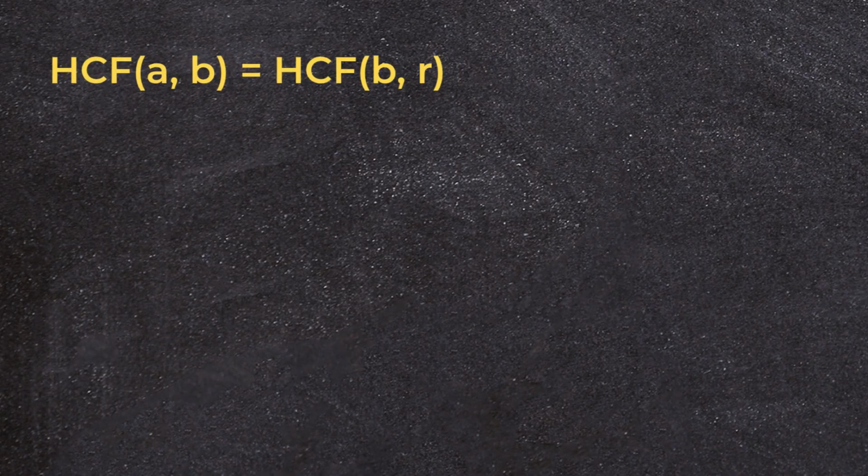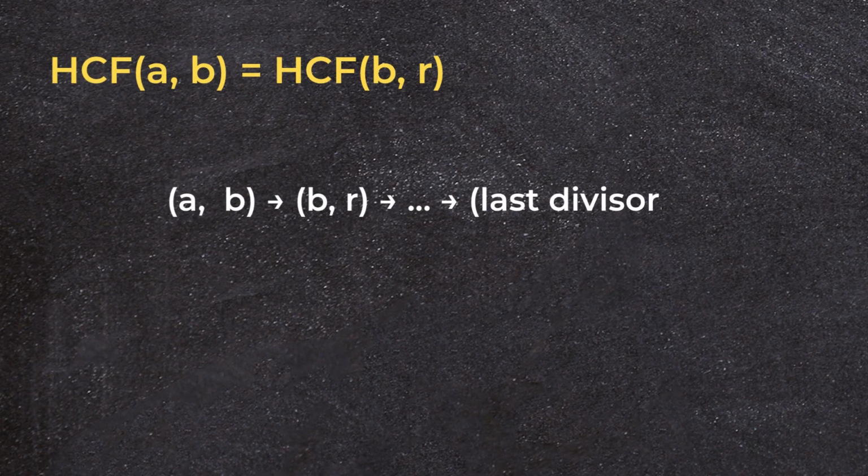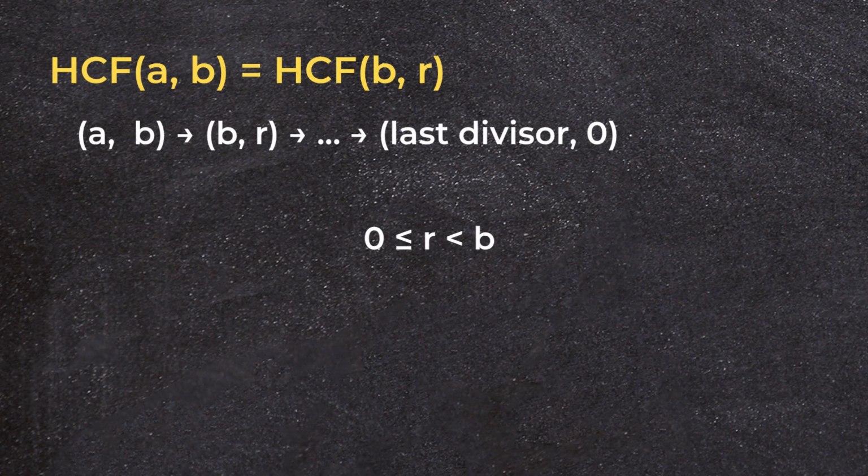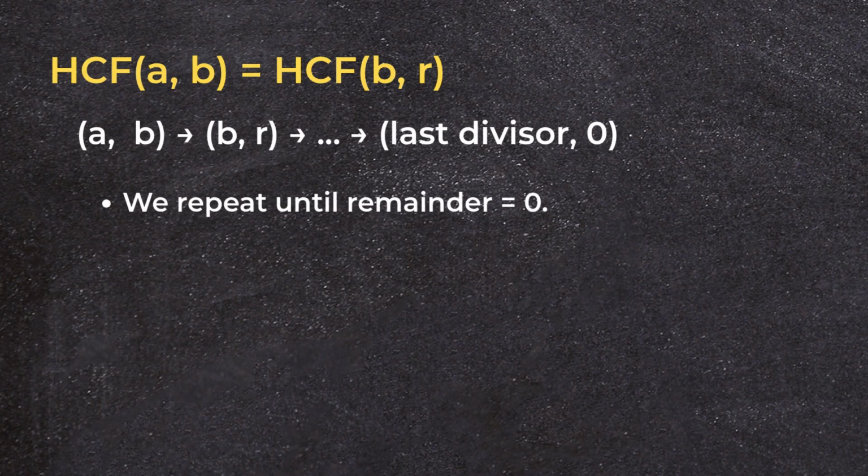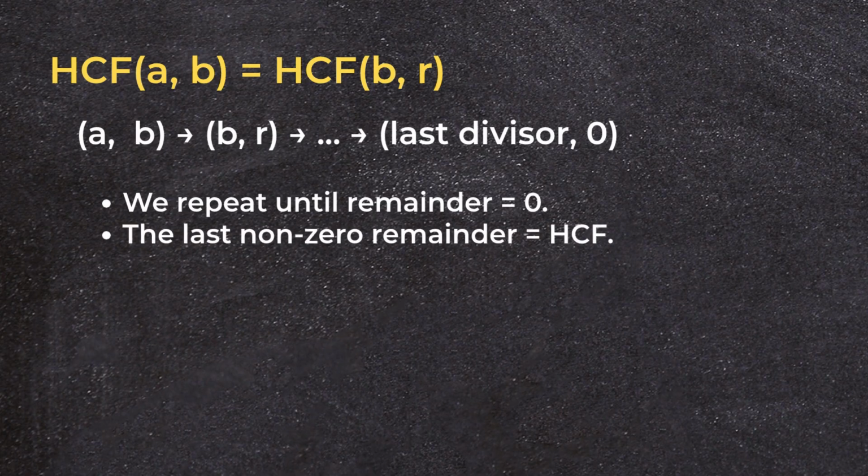This means that the HCF of a and b equals the HCF of b and r, so we can replace a and b with b and r, and repeat. That's Euclid's algorithm. Because the remainder r is strictly smaller than the divisor b at each step, the numbers shrink at each step and the process cannot continue forever. Eventually the remainder becomes 0, and when that happens, the last non-zero divisor is the HCF. That's Euclid's algorithm in one sentence.